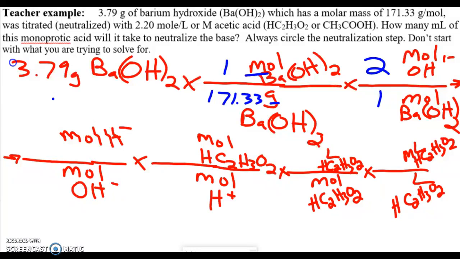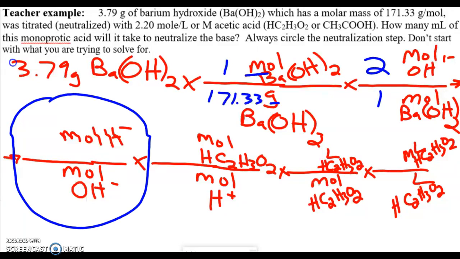We go to our neutralization step, so we'll circle that. You need to have this step in all of your problems, so that it's always a 1-to-1 because the hydrogen ions and the hydroxide ions balance each other out. I realized right here I forgot to put a plus. Apologize for that.